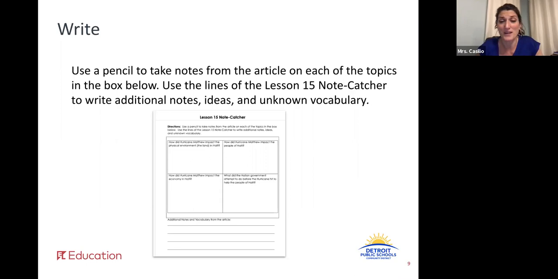All right, so we've done our writing in our first box. Let's look at our second box. It says, how did Hurricane Matthew impact the people of Haiti? Again, use your text and answer this question. Go ahead and press pause and come back when you're done. Okay, our third question, it says, how did Hurricane Matthew impact the economy in Haiti? And then our last question, what did the Haitian government attempt to do before the hurricane hit to help the people of Haiti? Go ahead and press pause and do your writing. Take your time and do your best writing.